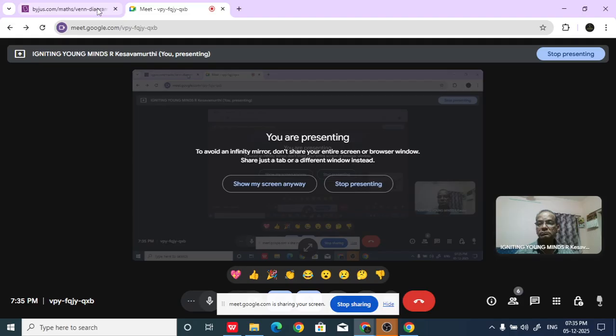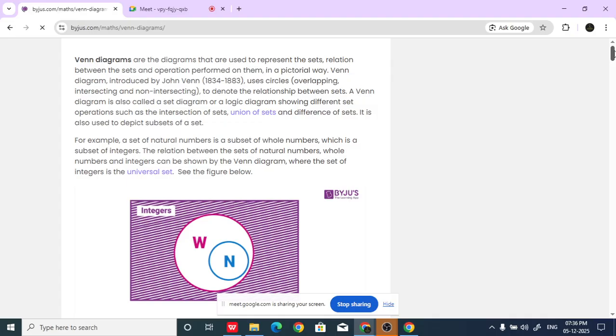Are you able to see the other screen? Yes, sir. Soundarya, can you read that theory? Yes, sir. Slowly. When you read for everybody else, you have to read a little slow. Do it.